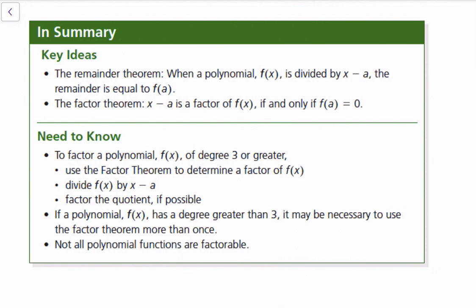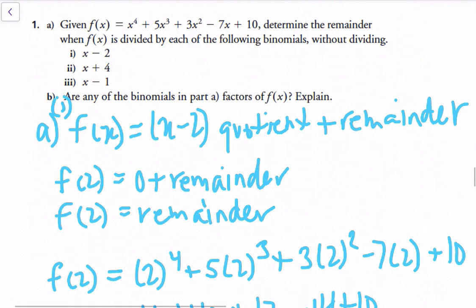And it might be degree 4, degree 5, whatever it might be for that quotient itself. And so you might need to apply the factor theorem again for that. And then not all polynomial theorems are factorable. Okay, so now we have a lot of examples.